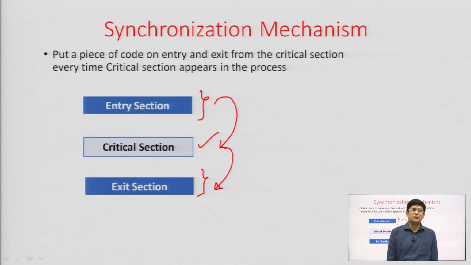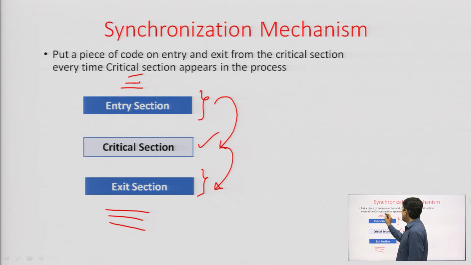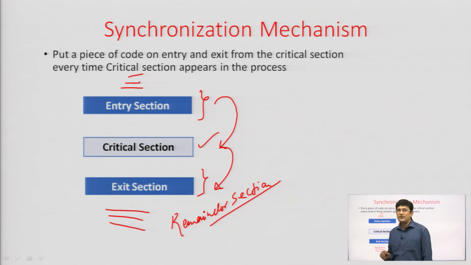So, we are applying a piece of code above and below the critical section, known as the entry section and the critical exit section. Any other part of the code written in the program is known as the remainder section. So, there are 4 sections in your programs now: the entry section, critical section, exit section, and any other part of the code will be the remainder section. The part above the entry section is the remainder section, and the part below the exit section is also the remainder section.